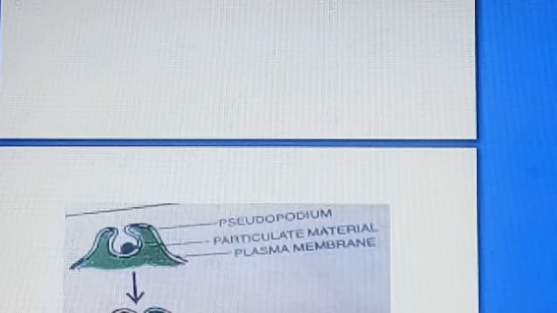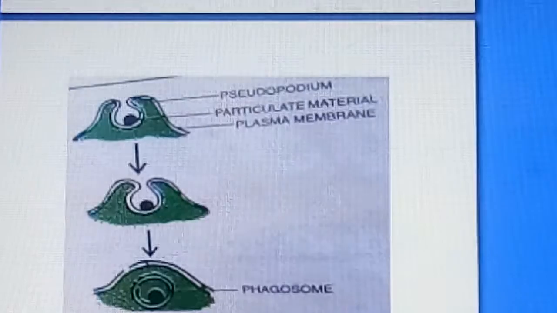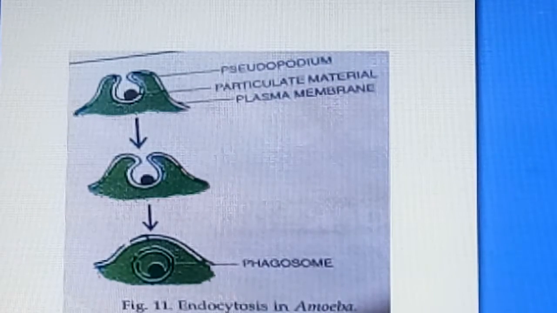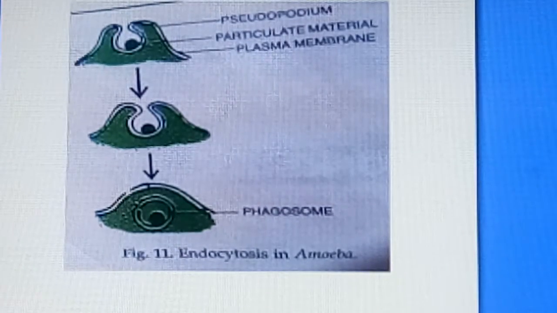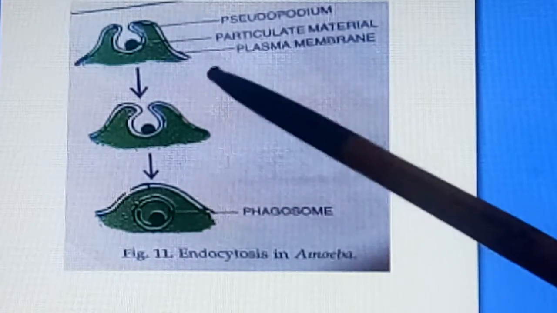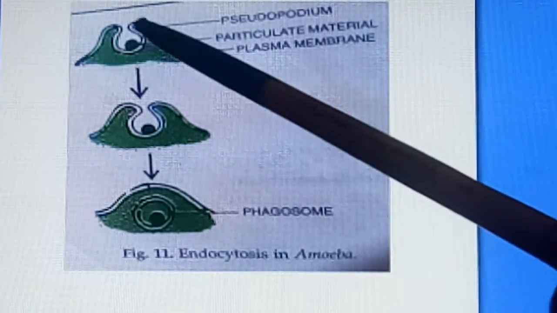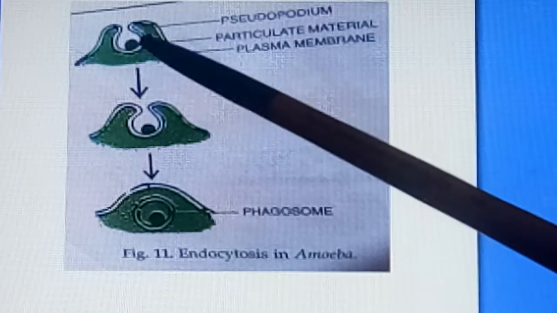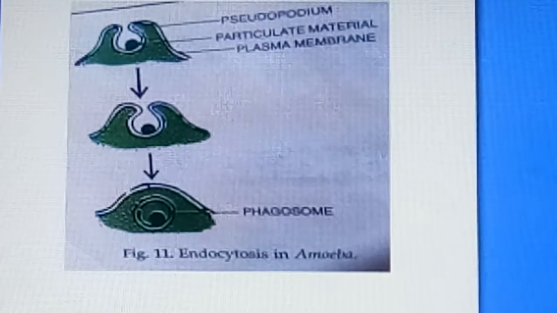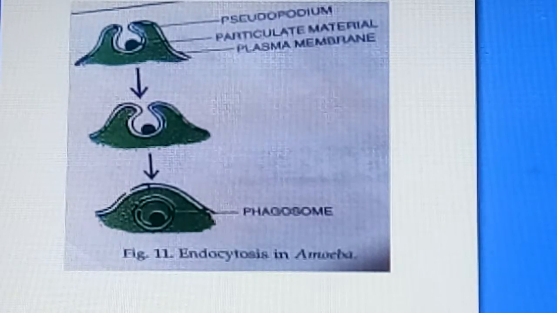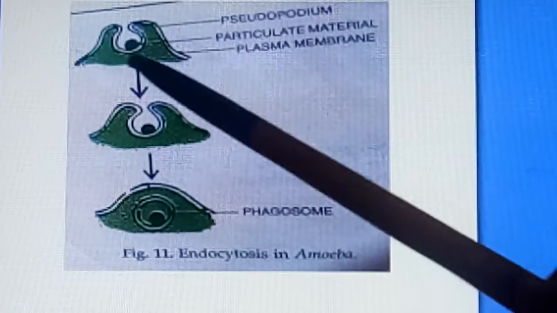Now we can see a diagrammatic representation of endocytosis in amoeba. How does it take place? If we observe the diagram, this is the amoeba, and this is the folding of the plasma membrane. You can see a sac-like structure has been formed. The black color is a particulate material, that means a solid material.